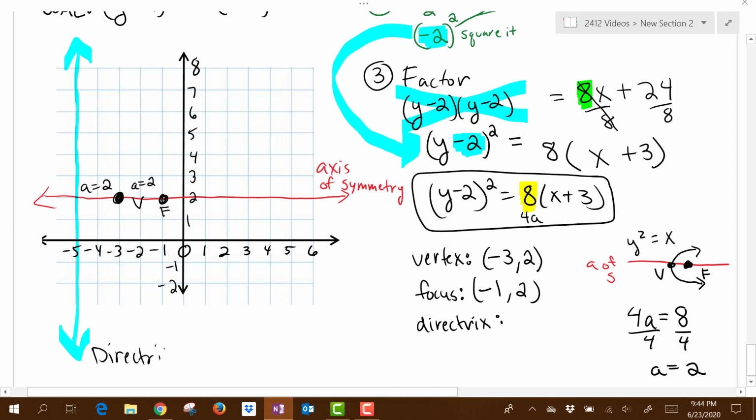Okay, what is the equation of the directrix? Well, it's a vertical line, so we'll say x equals. Every time I draw a vertical line, or given the equation of a vertical line, it's always x equals. What's the x value of that line? Well, it looks like it crosses at -5.